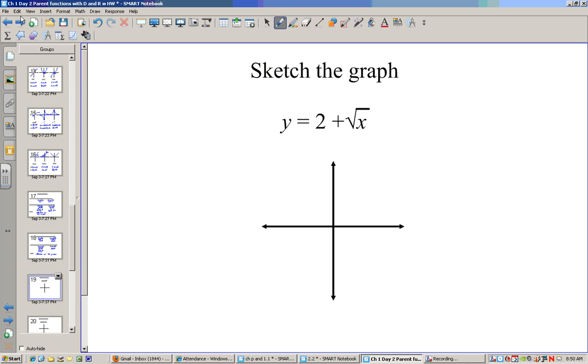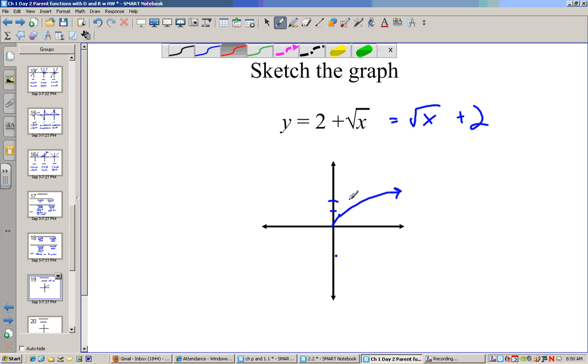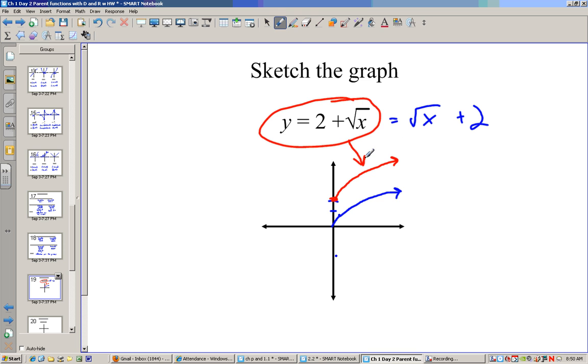All right, so now we're going to do things to our parent functions. 2 plus square root of x. Now let's start with our square root of x. Hopefully everybody remembers that the square root of x looks like this. Now this 2, this is the same thing as saying square root of x plus 2. So if I just move this up 2, because this is going to be a translation up 2, in red I will make the actual function, which will look like this. So this looks like that. Maybe I should even erase this.